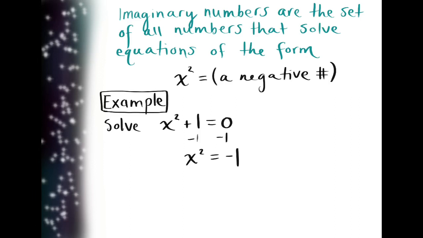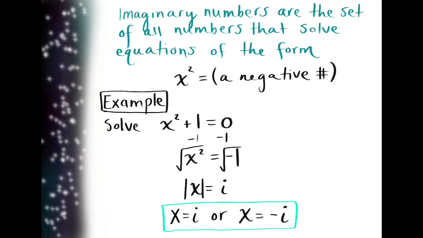Now, previously, we weren't able to solve problems like this because we would say, oh no, we can't take the square root of a negative number. When you take the square root of both sides, you end up taking the square root of -1, which is equal to i, our definition. Remember that when you take the square root of both sides, you have to take the absolute value, which in this case would give us x is equal to i, or x is equal to -i.